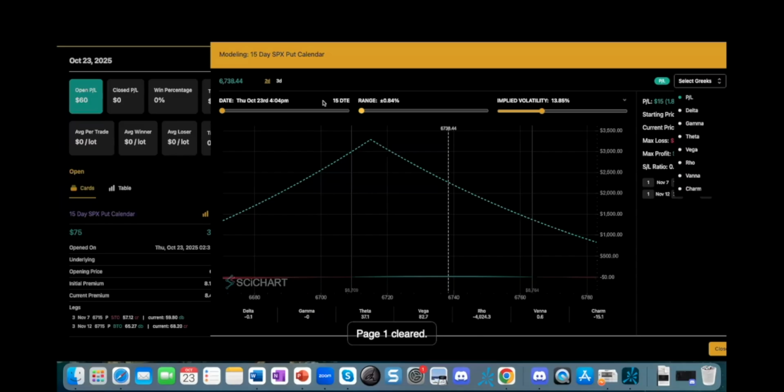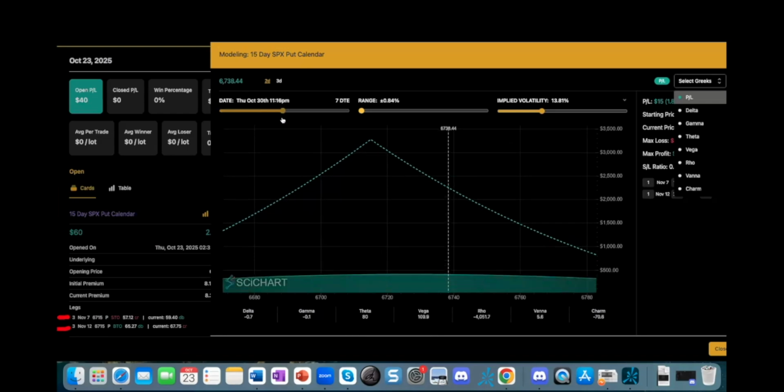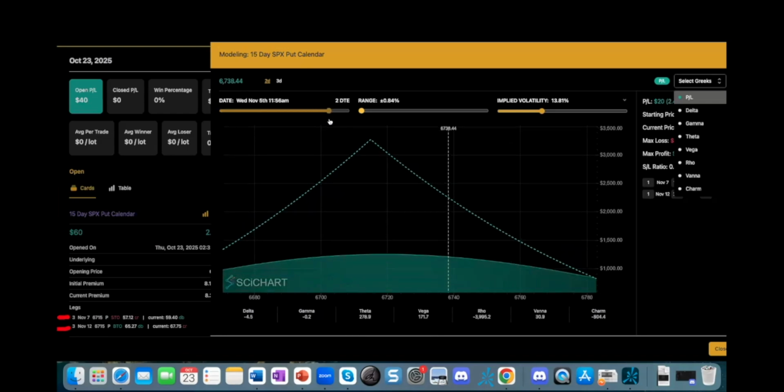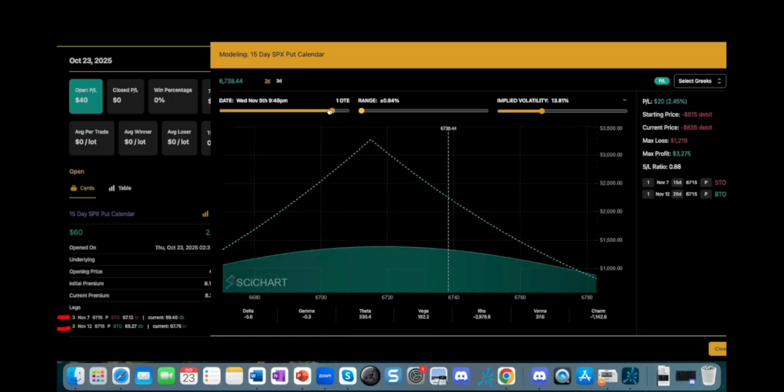So again, the key with a calendar is you're selling a closer expiration, generally a little bit under the market, 20 points. You're buying a strike 5 days further out. So your shorts are going to decay quicker. And that's why as you go closer to expiration here, it's alive, right? You can see the sun is rising here, 2 days to expiration. You can see how this works here.